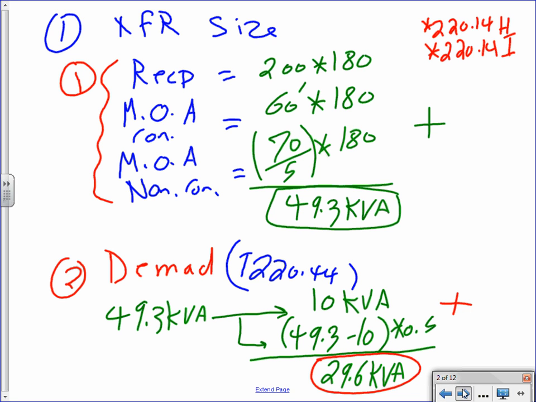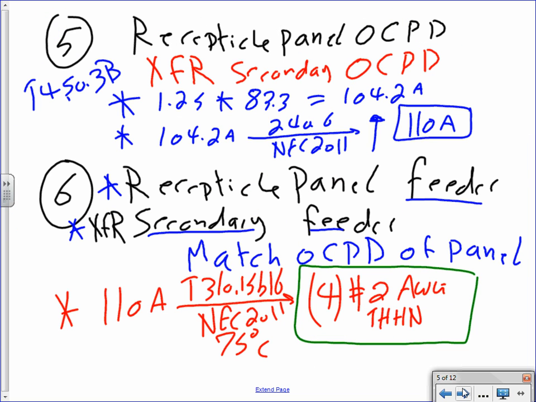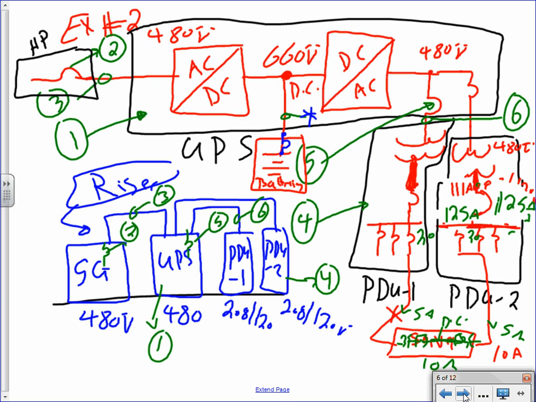Okay. I'm going to give you guys 5 minutes, and then I'm going to go next into the UPS. Before I get into the UPS, any questions guys about the receptacle? Joe, you encounter this all the time. High voltage panel, receptacle, transformer, receptacle panel.